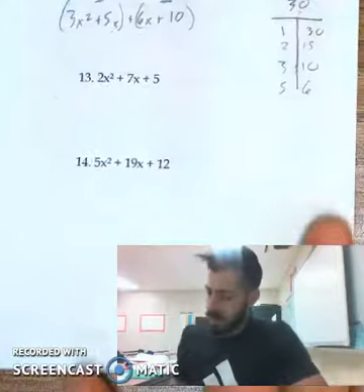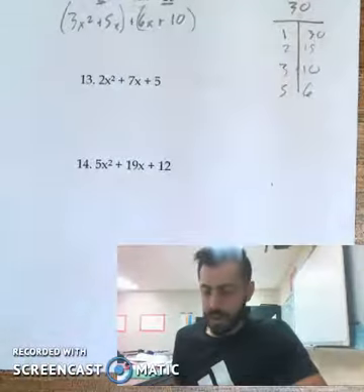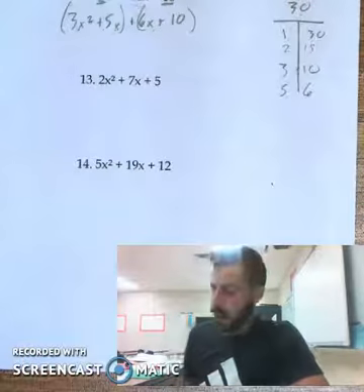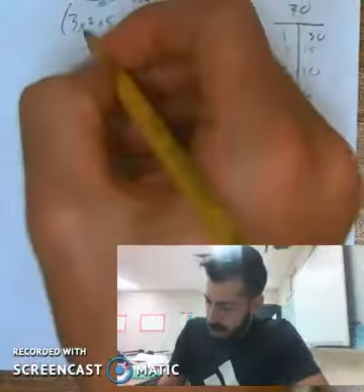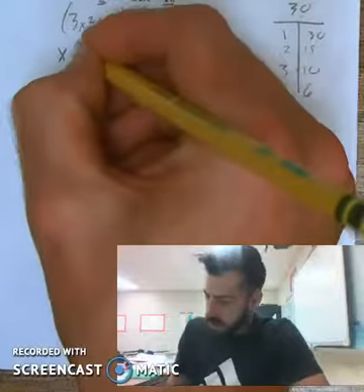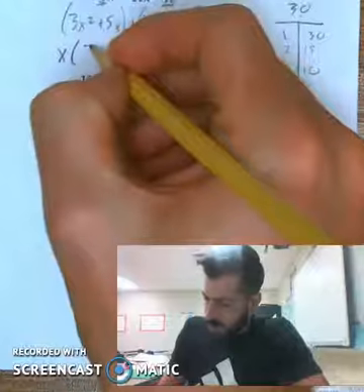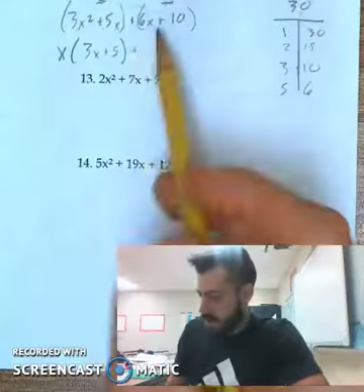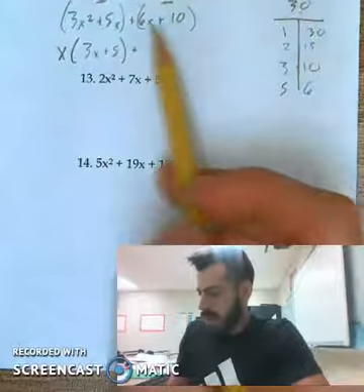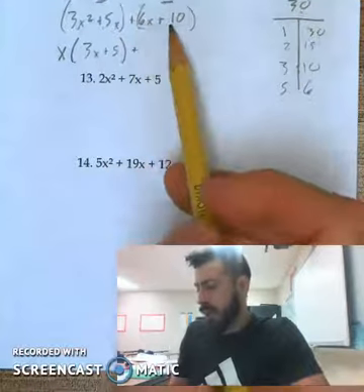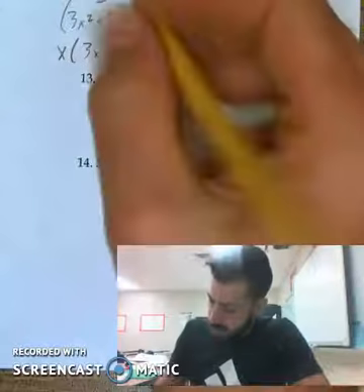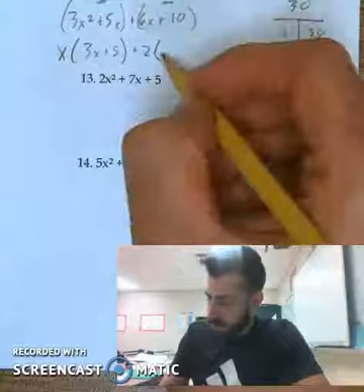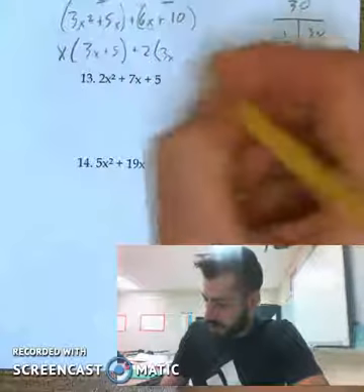In parentheses, I'll see what I can factor out of the first binomial. We have 3x squared and 5x. Well, they don't have a number in common, but they do both have an x. So I'll factor out an x. That would leave me with 3x plus 5. And then over here, well, they don't both have an x, but both of these are divisible by 2. So let's factor out a 2, and that would leave me with 6x divided by 2 is 3x, and then 10 divided by 2 is 5.